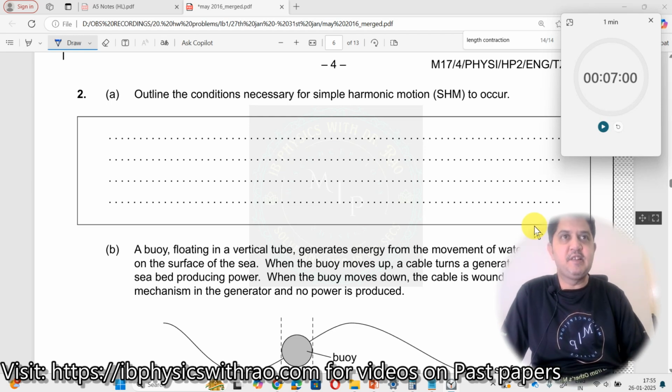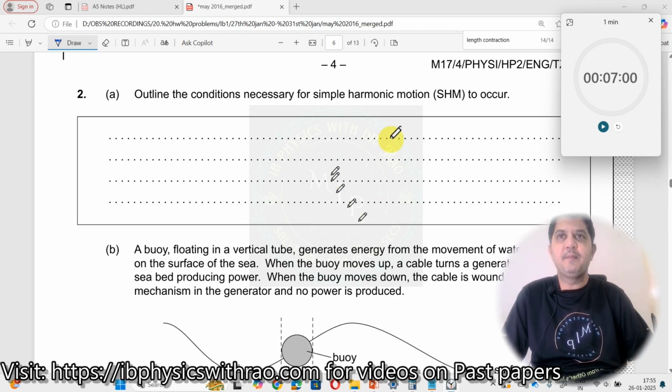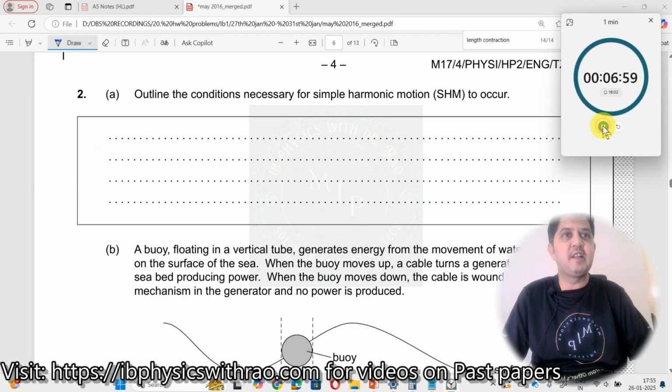This question is a very short one, because the rest of the question was related to thermal physics and so on, so I did not include that. Now let us start with this one here. This is 7 marks, I'll start the timer here.